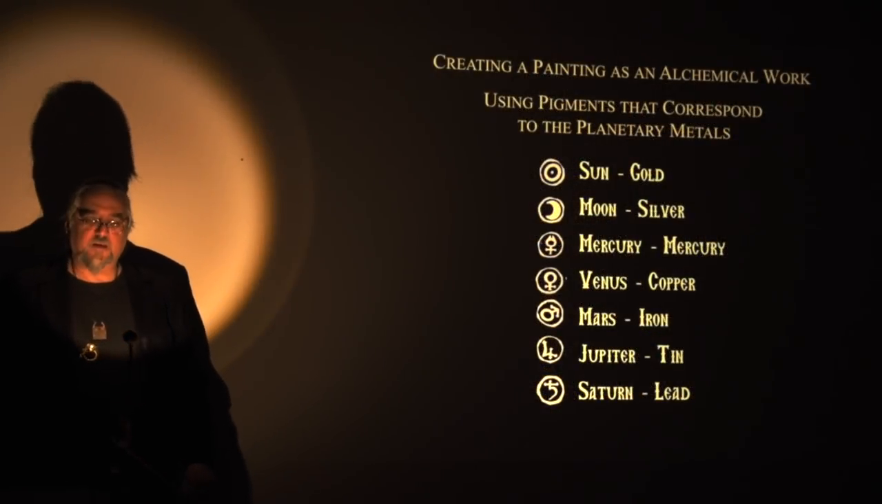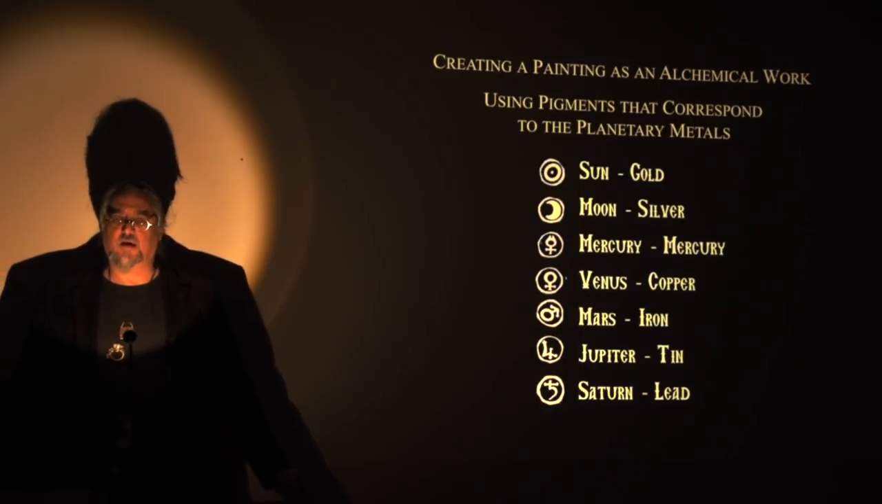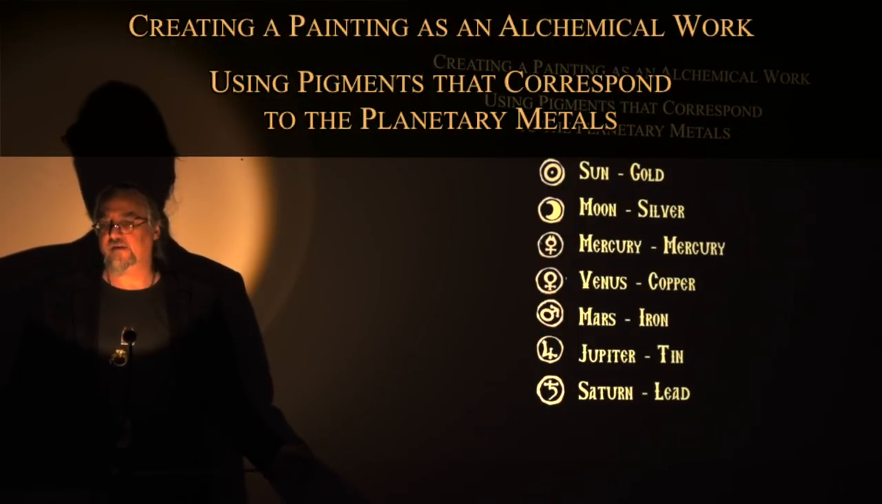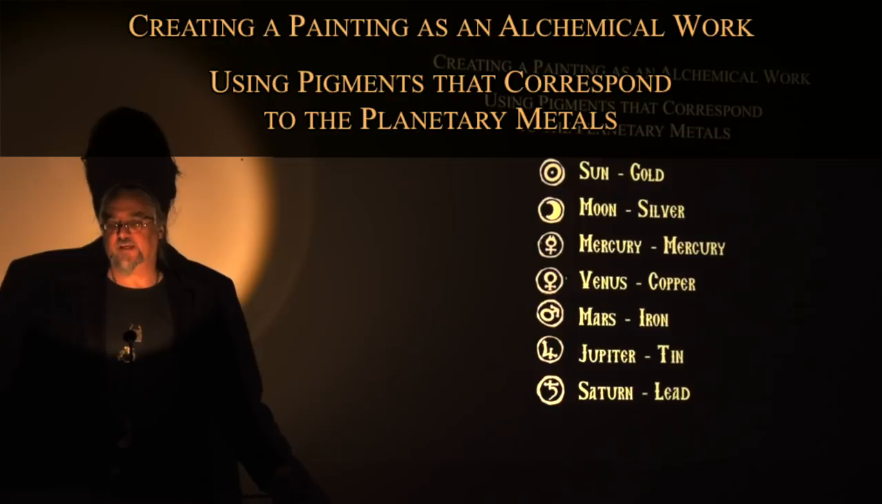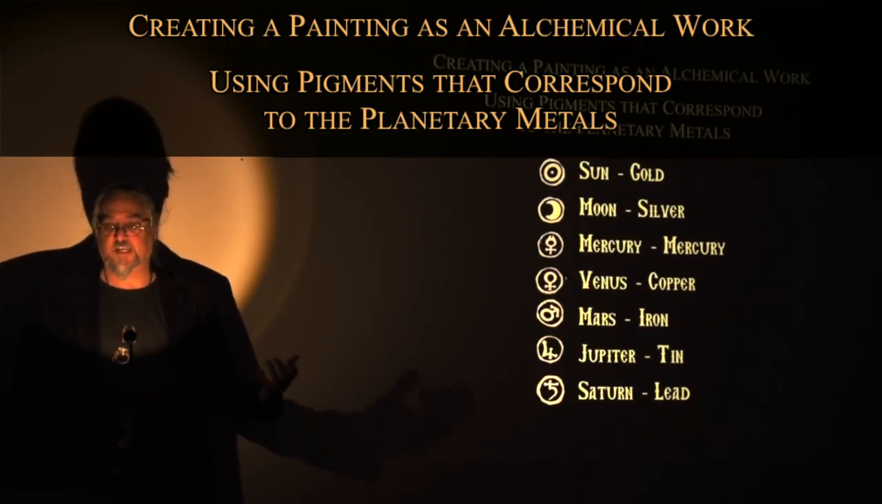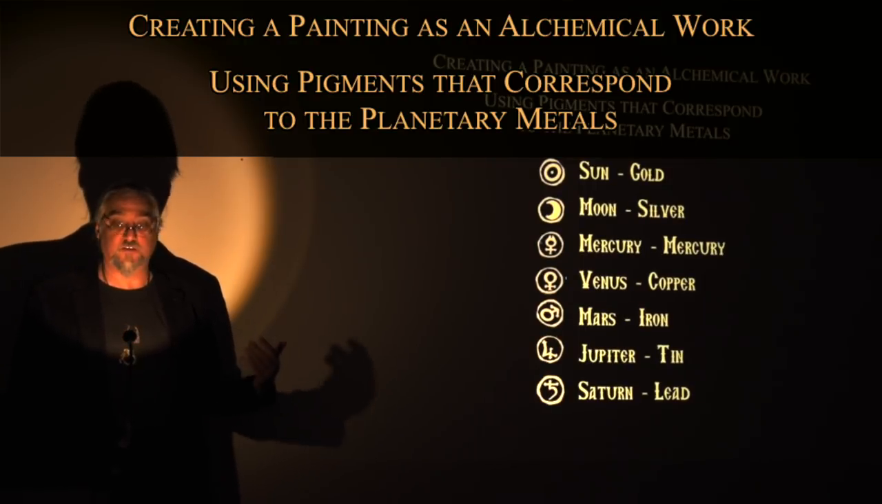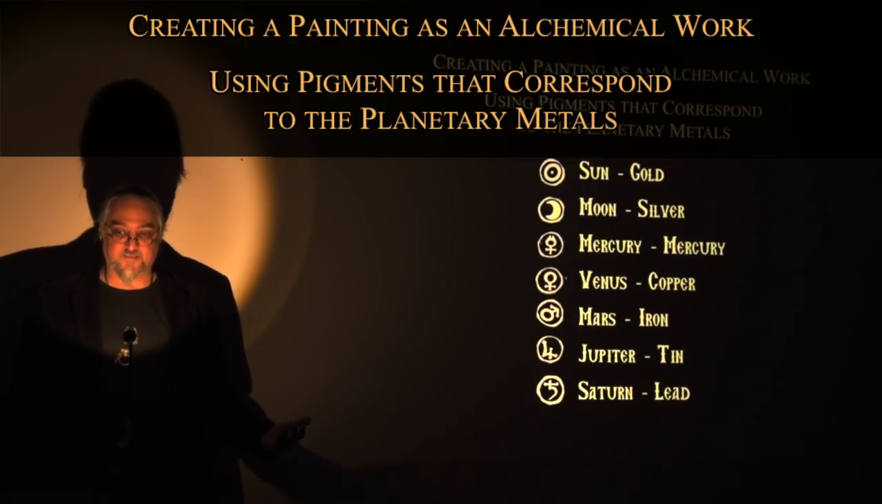To finish then, I would just like to review how during this trimester here at the Vienna Academy, we've been creating a painting as an alchemical work. And the way we've been doing that is we've been treating our canvas as an alchemical vessel, and then using pigments that correspond to the planetary metals.